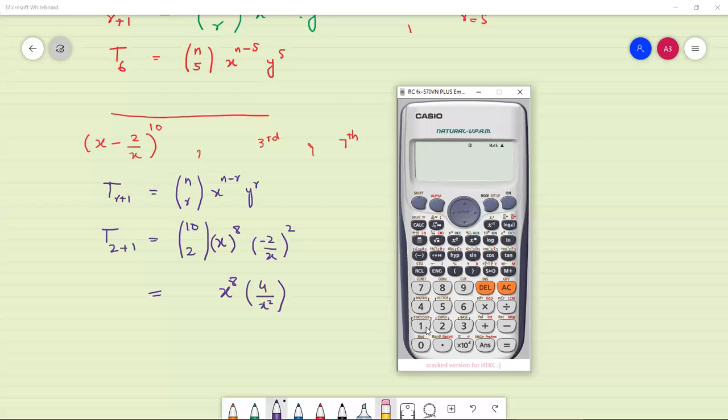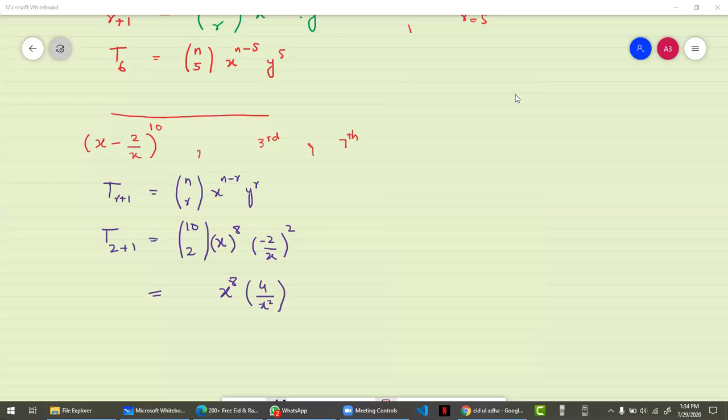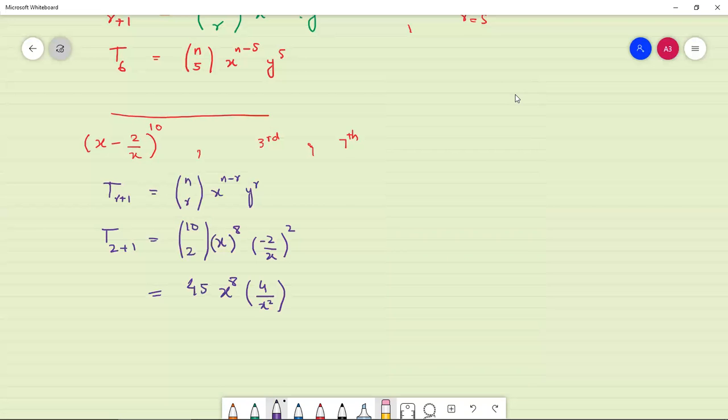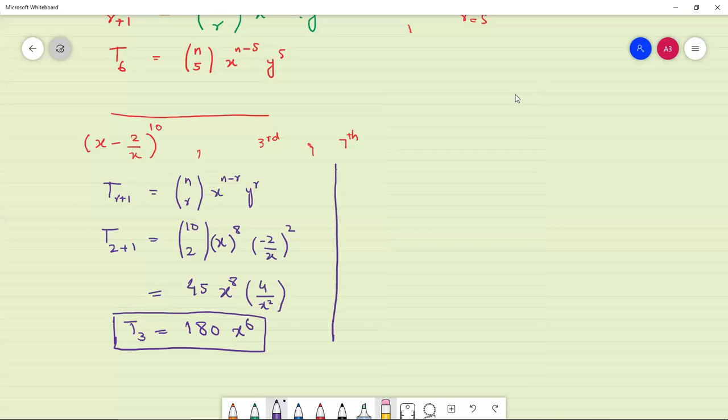Just 10C2 by using calculator, that would be 45. So write 45 here, and x square here can be cancelled with this x power 8. So the final term would become 45 multiplied by 4, 180, and this would become x power 6. So this is our third term of the sequence. Now I have to find the seventh term of the sequence.